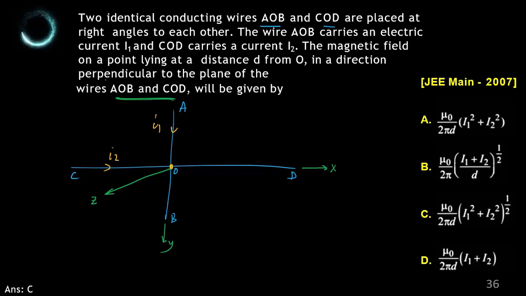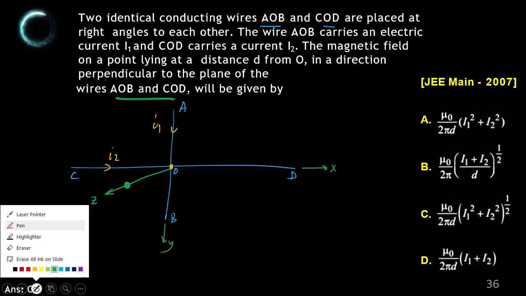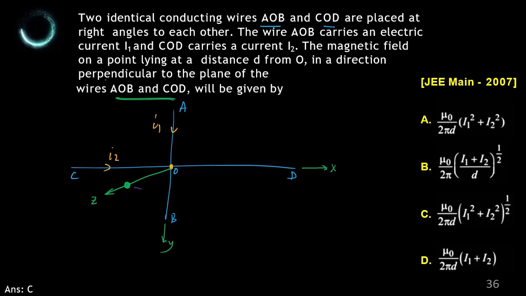So this is the D point. Let us say this is the point P where you want to calculate. Because this distance is D for both the wires. Both the wires, this is the D distance. This distance is D.